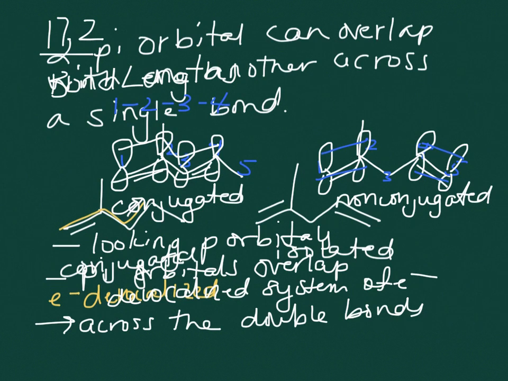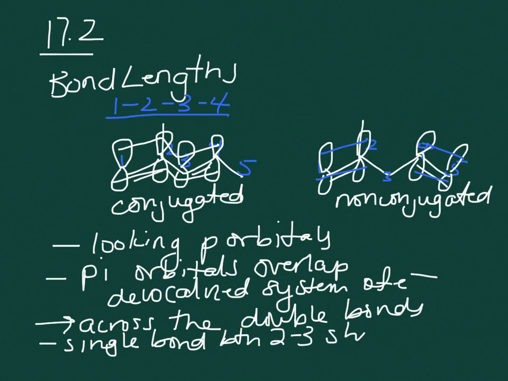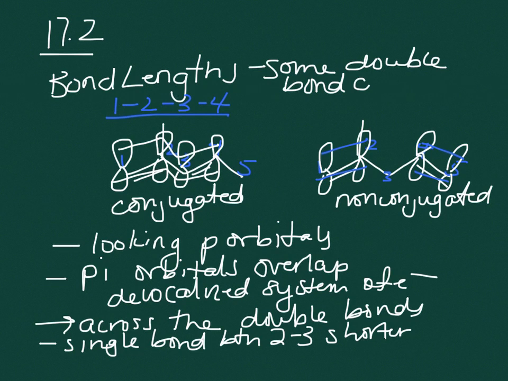What will happen is because the electrons are distributed between carbons 1, 2, 3, and 4, the single bond between 2 and 3 is shorter than a normal single bond. The reason is because it has some double bond character. And it gets its double bond character because of the overlap of the p orbitals and the electrons being distributed evenly over those 4 carbons.